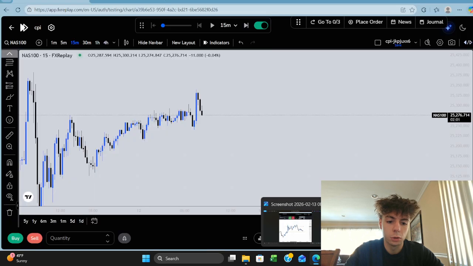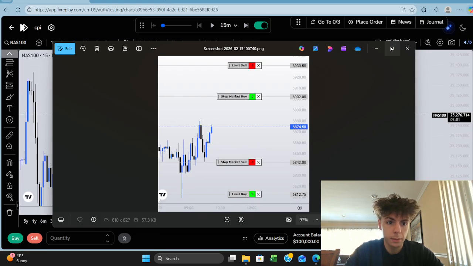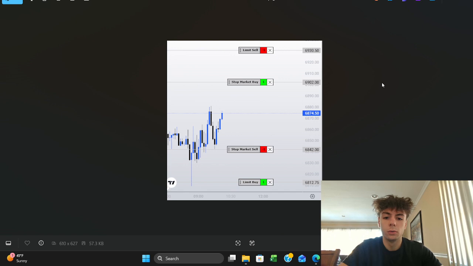So how did I full port CPI? Most of you already know how to do this, but for those that don't know, this is a picture on ES, but you have to go on NQ. And from where price is currently, you set a stop market buy, the max amount of accounts you can full port. So on Alpha, it is 3 minis, which means 30 micros. And on Lucid, it is 4 minis, which means 40 micros.